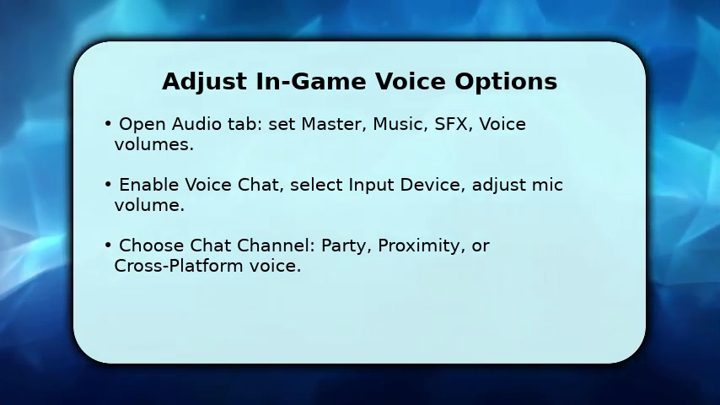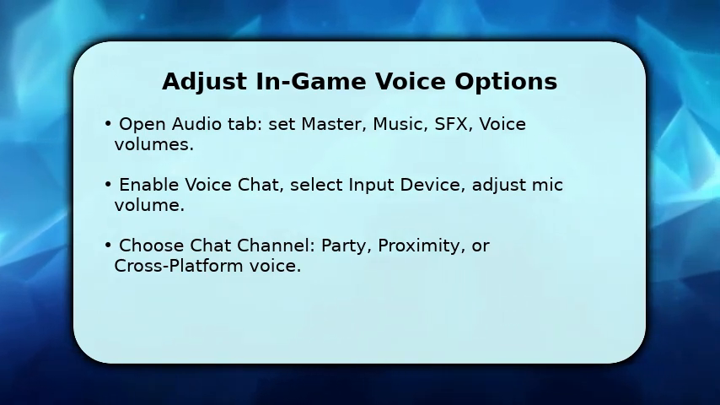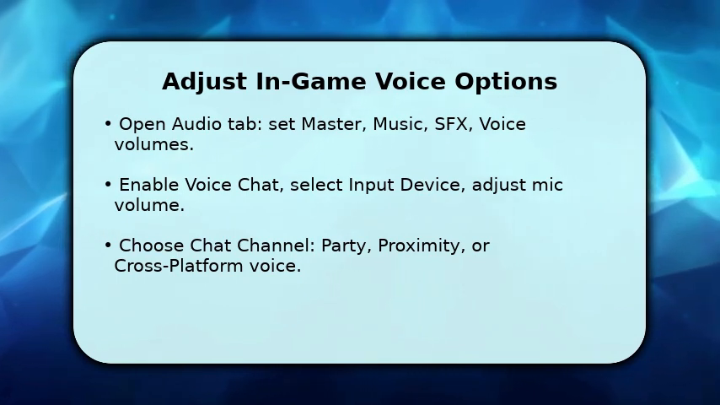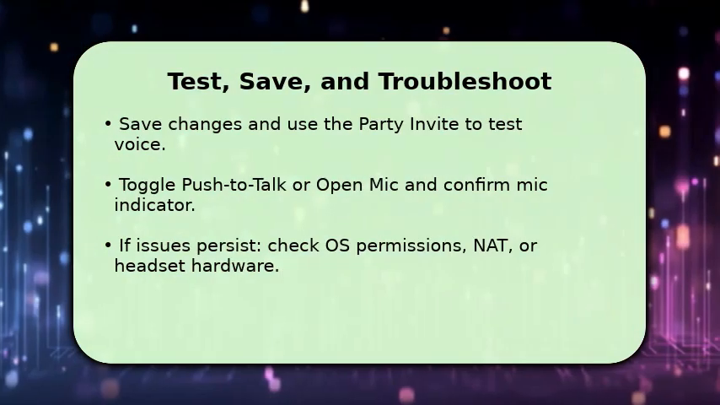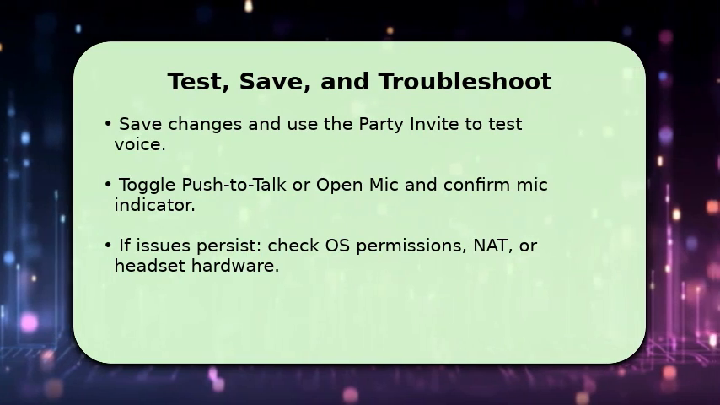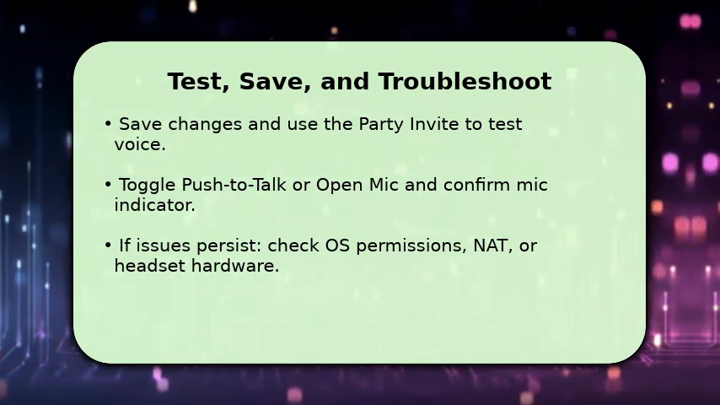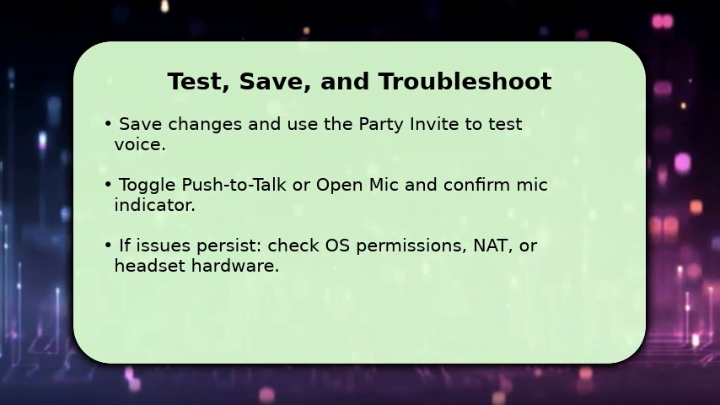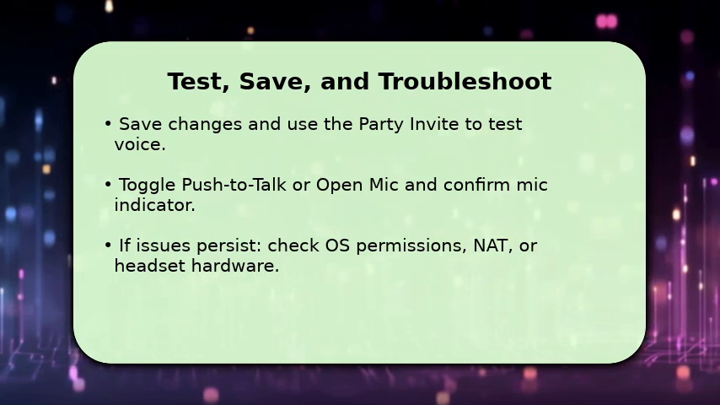Then choose the chat channel, party, proximity, or cross-platform, depending on who you want to hear or speak with. These choices change who receives your audio and matches. Once you've configured settings, save them and test by inviting a friend or joining a party to verify both input and output work. Try push-to-talk briefly to confirm the mic indicator responds, then switch back to open mic if preferred.